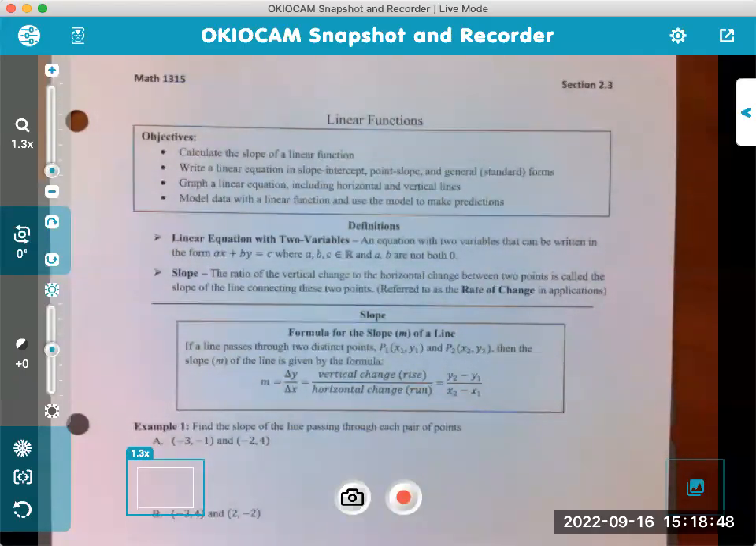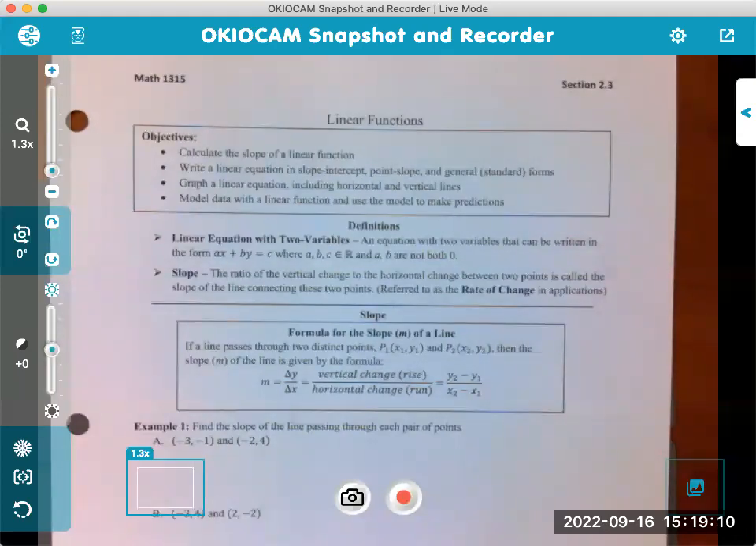Okay, 2.3, linear functions. So we're going to talk about slope of linear functions, slope-intercept form of a line, point slope, general or standard form, graph a linear equation, talk about horizontal and vertical lines, model data with linear functions, and just model to make predictions.